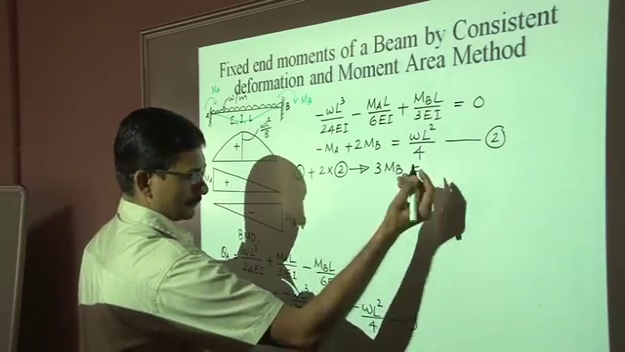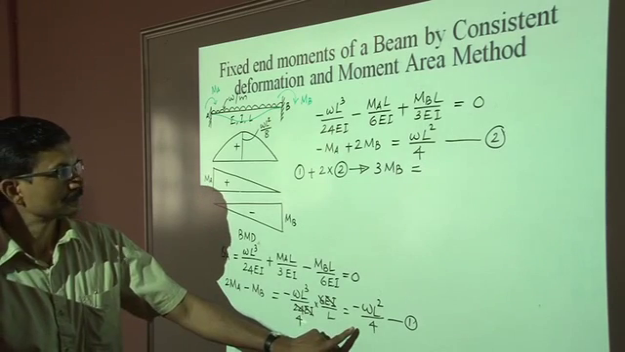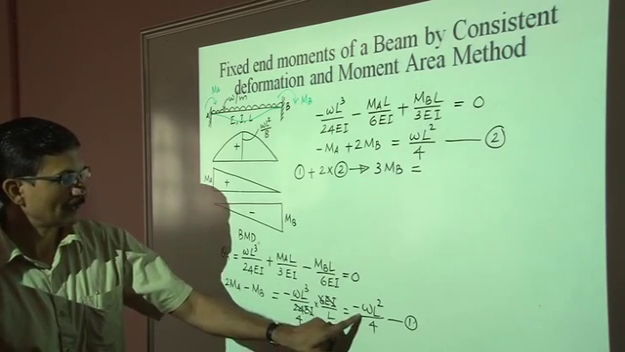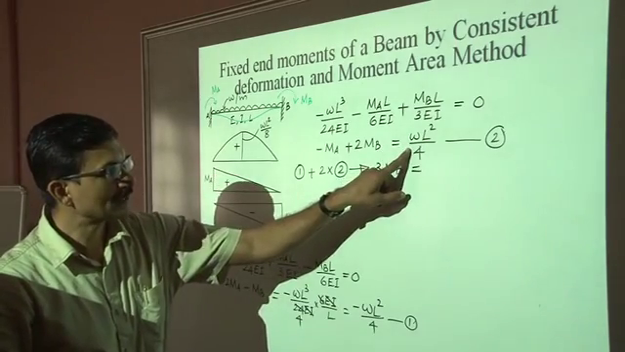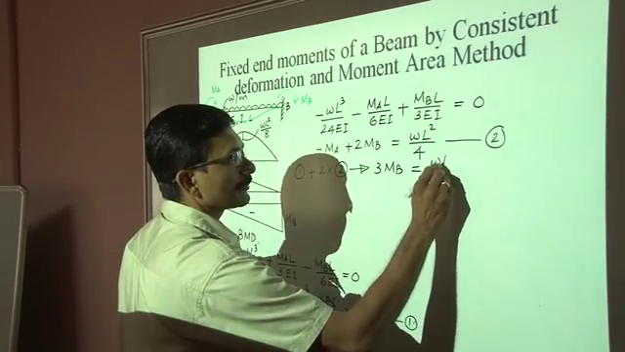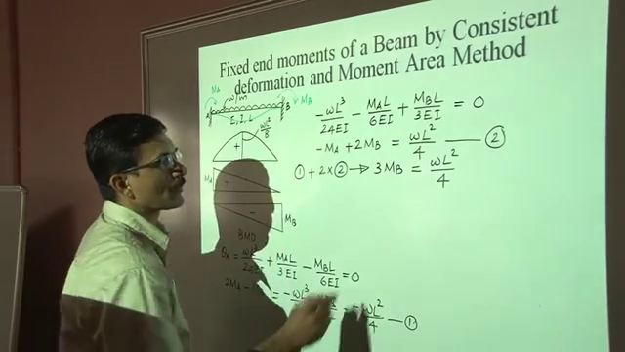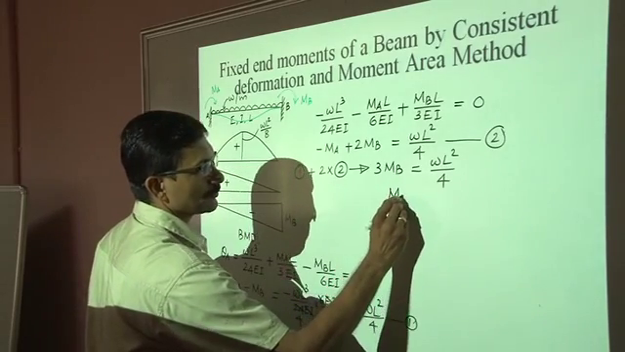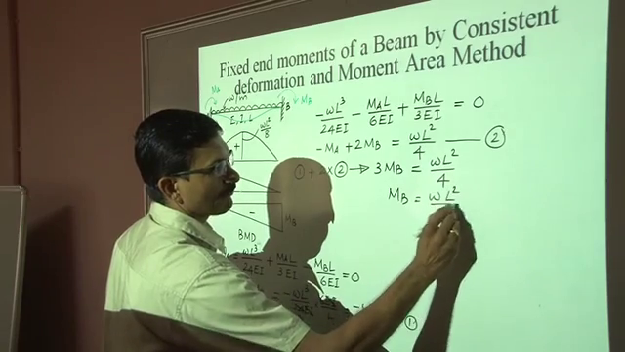Is equal to minus WL square by 4 plus 2 times WL square by 4 would be WL square by 4. So MB is equal to WL square by 12.